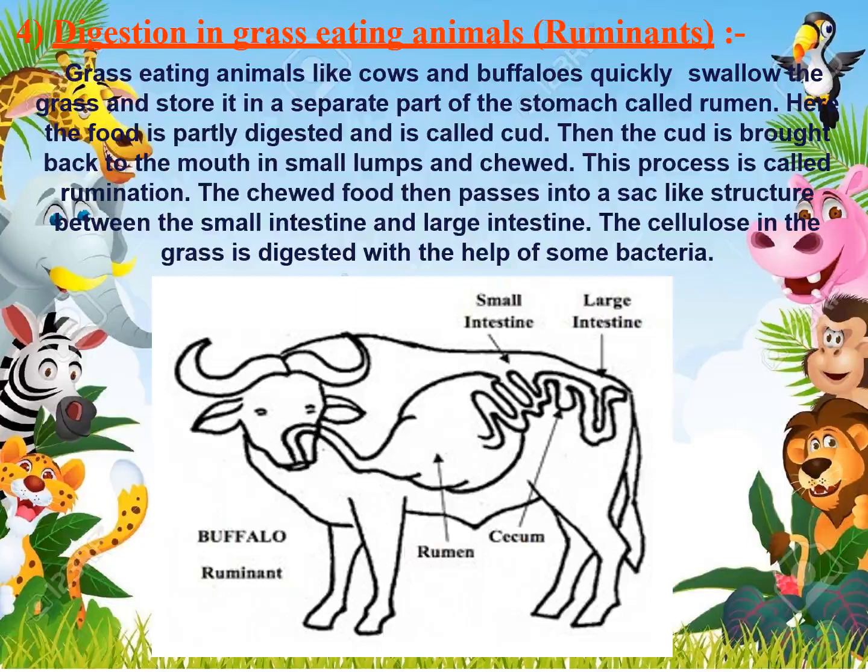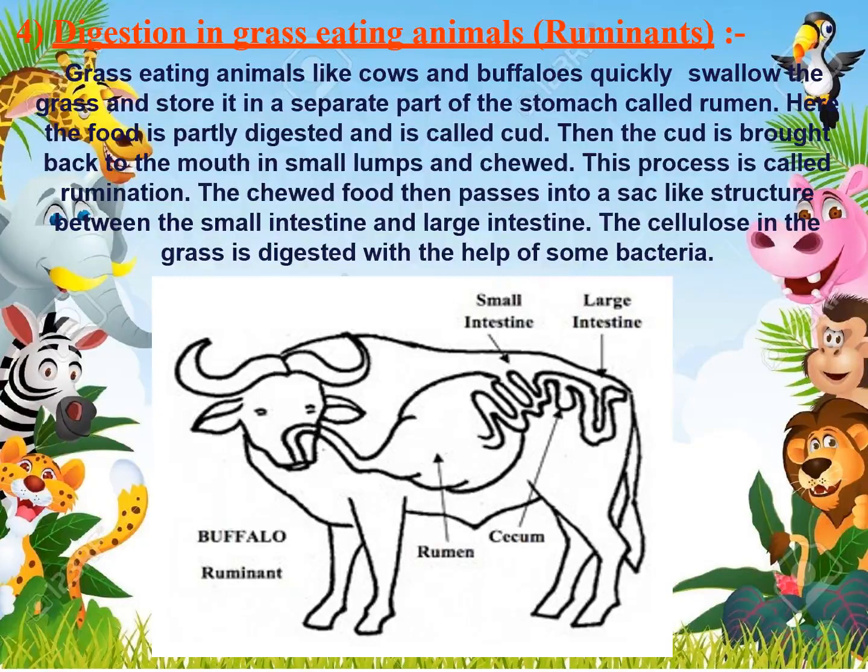Rumen, reticulum, omasum, abomasum. And ruminants quickly swallow partially or half chewed food. The saliva mixed half chewed food is stored in the rumen. The food is partially digested by the action of saliva. Some bacteria help in the digestion of cellulose. This partially digested food is known as cud.